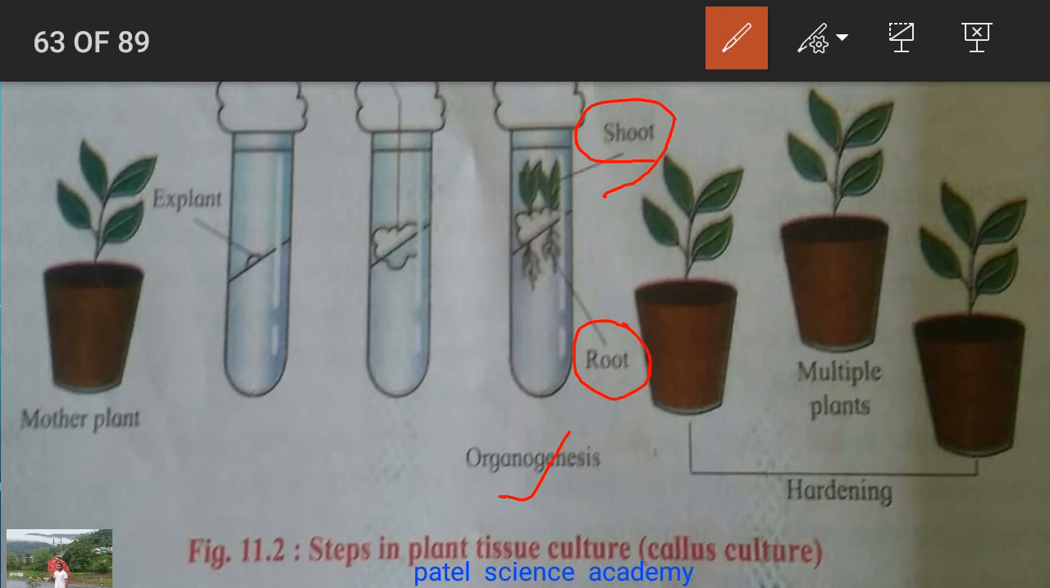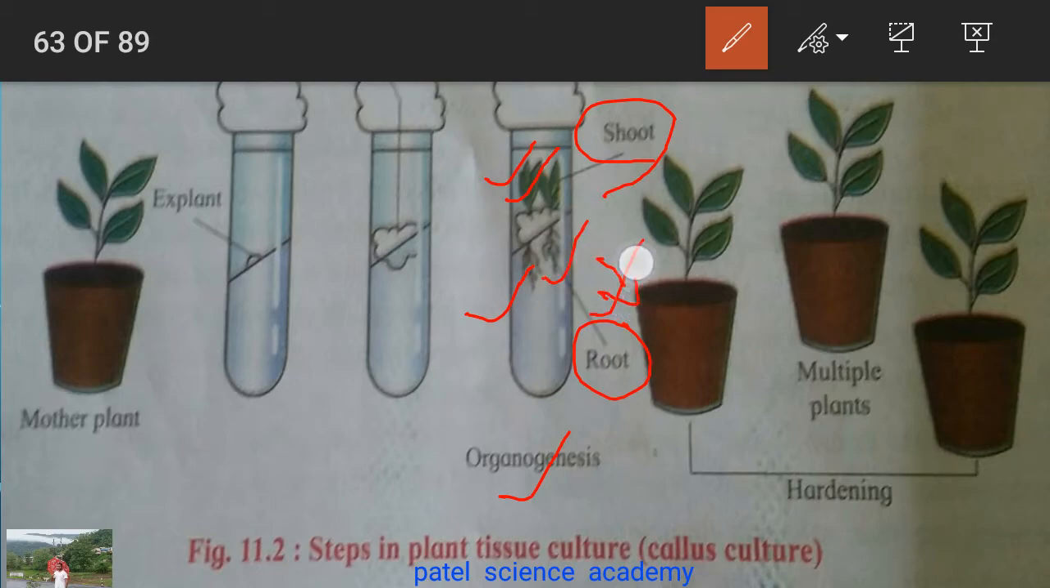So what will happen in the next step? Shoot system and root system will develop. Shoot system will develop when there is a low concentration of the auxin and a higher concentration of the cytokinin, while the root system will develop when there is a higher concentration of the auxin and cytokinin in a ratio. So likewise, the shoot system and the root system are developed here.